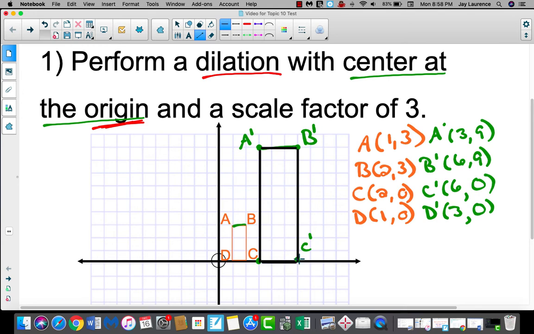So, in your notes, please write down, if you haven't already, when the dilation center is the origin, I multiply the coordinates. Do you see that? I multiply the coordinates. All right.